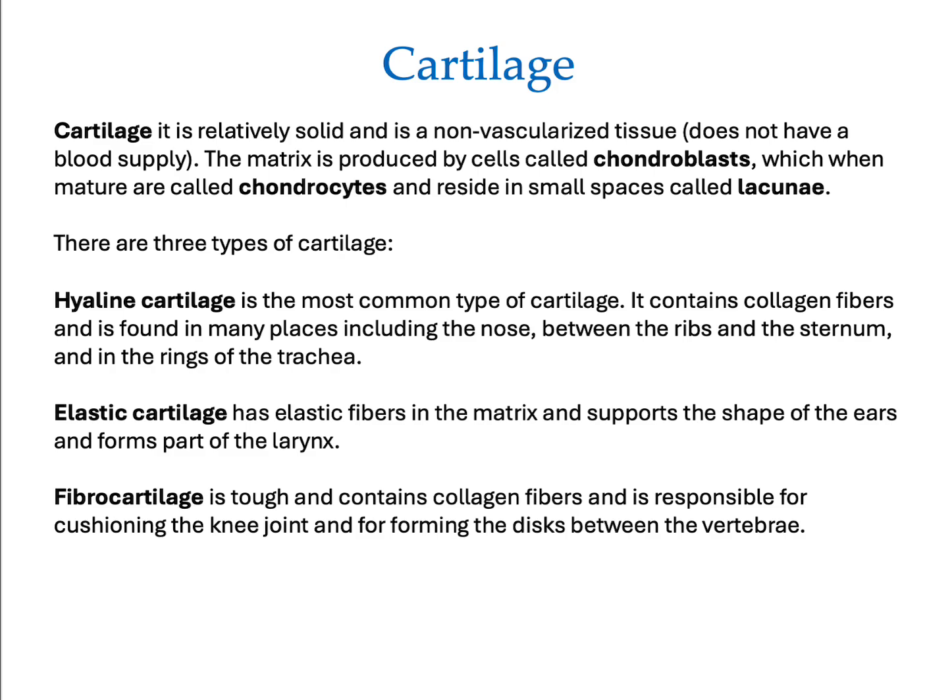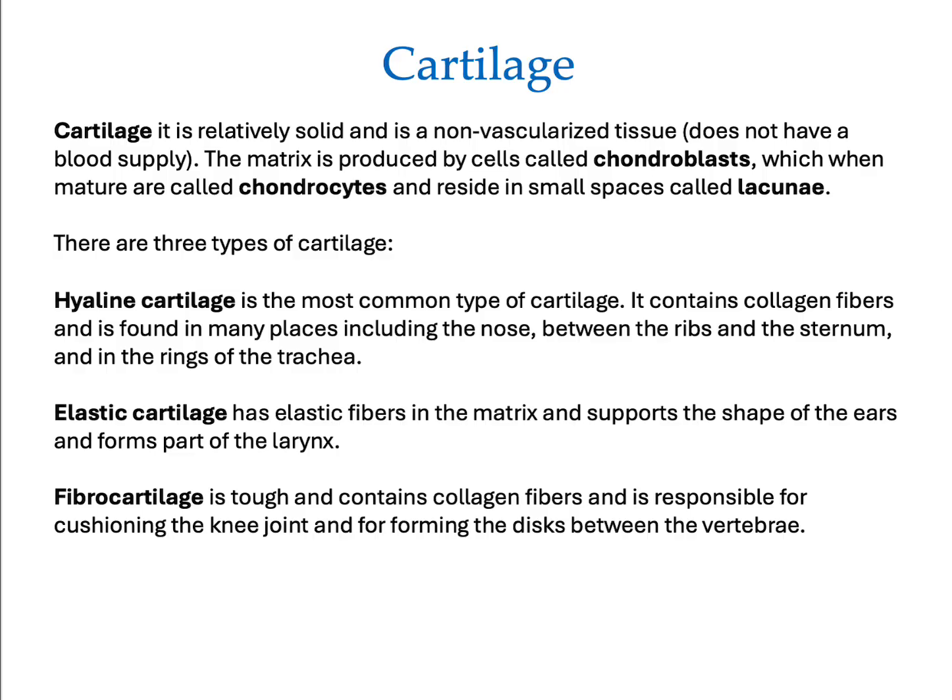There are 3 types of cartilage. Hyaline is the most common type. It contains collagen fibers and is found in many places, including the nose, between the ribs and the sternum, and in the rings of the trachea. You can feel it in your trachea. That's the easiest place to feel it.